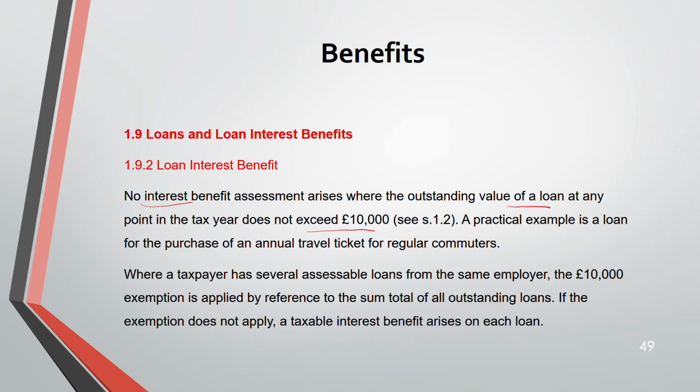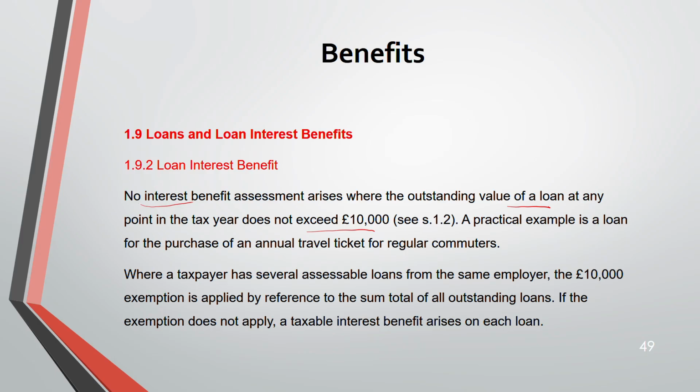Now, where a taxpayer has several assessable loans, that means there are many loans that a taxpayer has taken from the same employer. Remember, this 10,000 exemption refers to the total of all the outstanding loans. Let's say from your employer you are taking a loan 3 times. Once you take 2,000, next time 3,000, then another 3,000. So 2 plus 3 plus 3 is 8,000. The three loans taken from the same employer in the tax year do not exceed 10,000. So that is exempt.